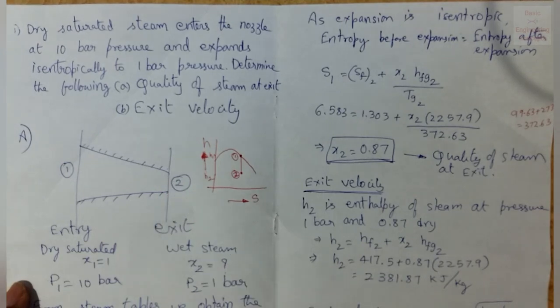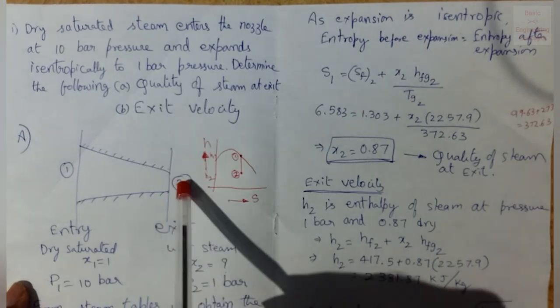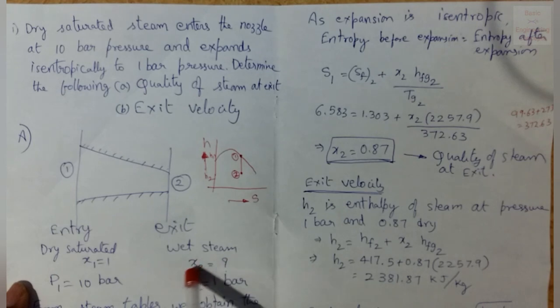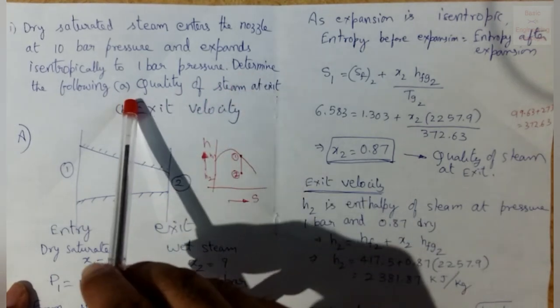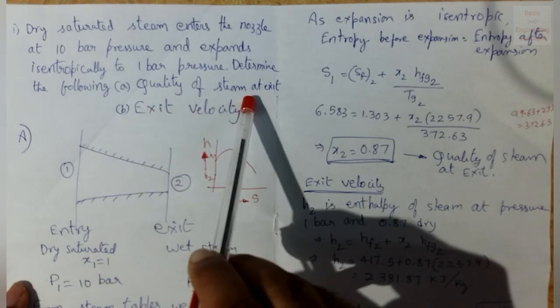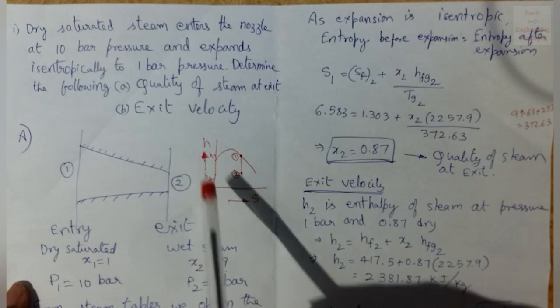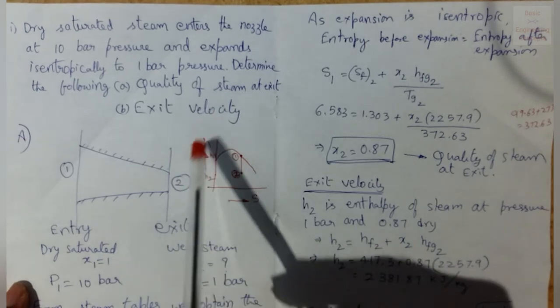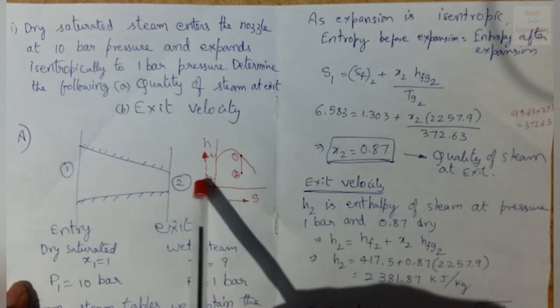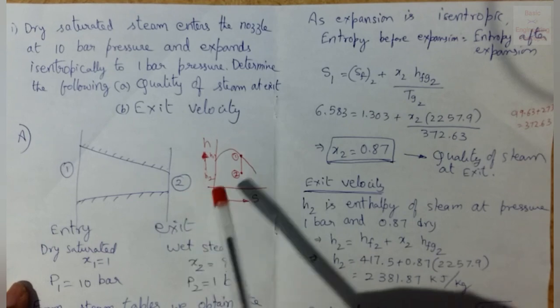The final pressure at the exit is 1 bar. Determine the following. Quality of the steam at exit. Quality means the dryness fraction of the steam. Next, exit velocity, so the velocity with which it comes out of the nozzle.